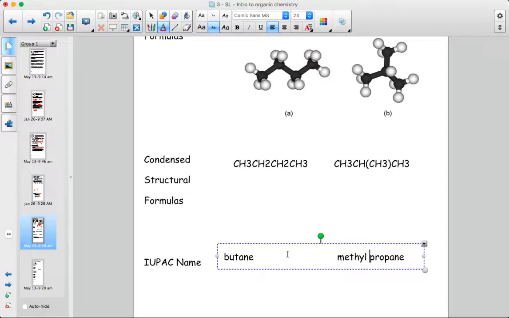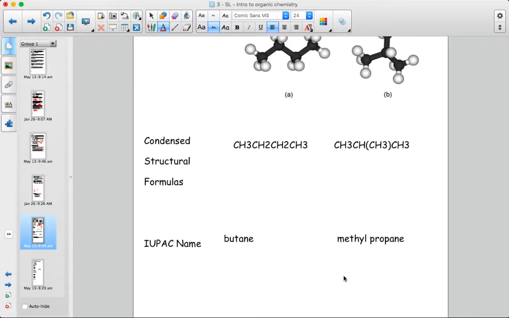So both of them have 4 carbons, just one of them has them in a continuous chain, and one has a chain of 3 with a chain off its middle carbon. So we'll look at more compounds, more isomers, and more names when we get to class.